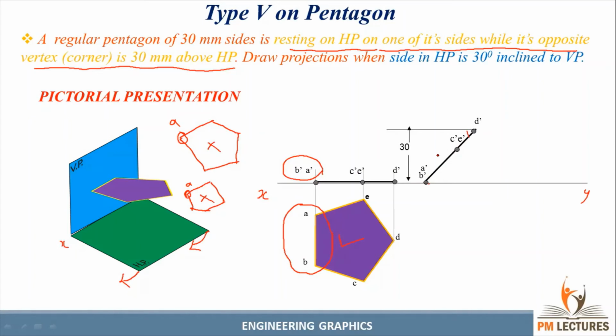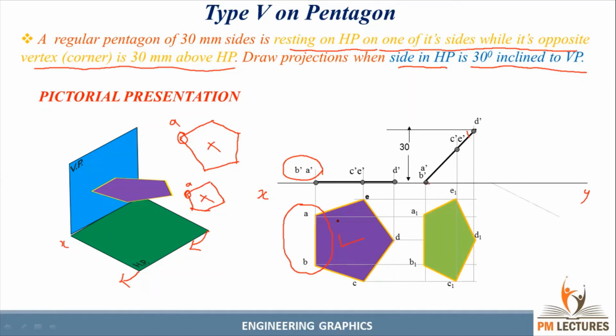After that, draw the projections on both sides. After drawing the projection to the intersection point, give the name. For example, from A and A dash, you get A1. Similarly, we get the other points also. Then we do the next step: the edge is 30° inclined to VP. You can draw the 30° line.